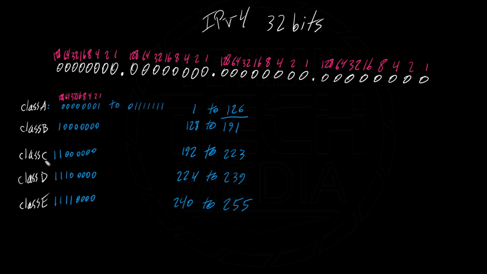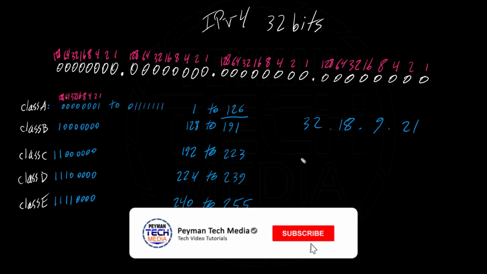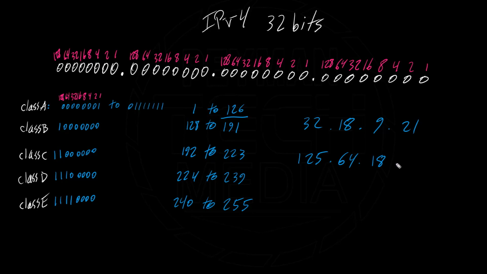And in the next video we will talk about the subnet mask more in detail. But before that, I'm going to write down multiple different IP addresses and ask you what class each one is. So first, let's say 32.18.9.21. This one, 125.64.18.5. This one, 235.15.9.16. This one, let's say 85.315.19.21.